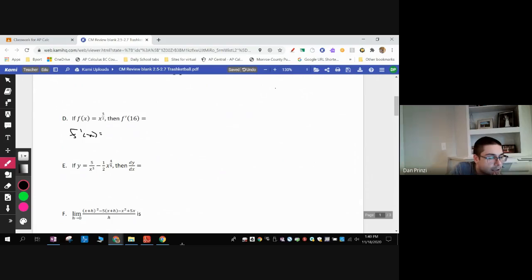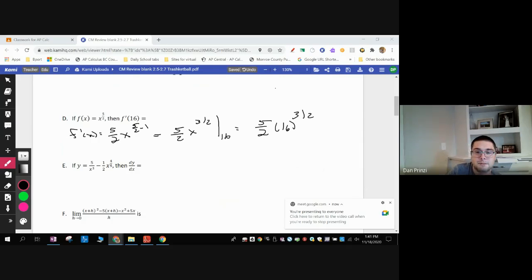Look, I want you to write this as 5 halves x. And if you're not sure, write 5 halves minus 1. Now, it's embarrassing, but just write it. Okay? 5 halves x to the 3 halves, and then plug in 16. 5 halves times 16 to the 3 halves. Now, that's power over root. You do the square root 4 cubed, so that's 64 times 5. Whatever it comes out to be, it ends up being 160. But you could even leave it like that. That's a safe stop right there. Okay, so.